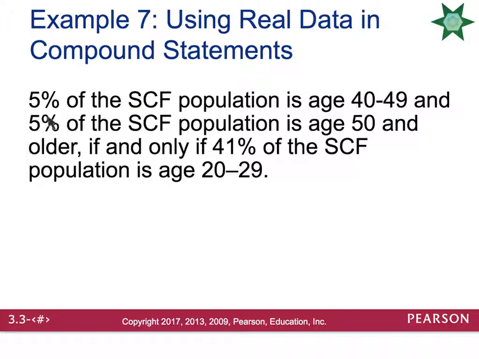Okay, let's look at another statement. 5% of the population is age 40 to 49, and 5% of the population is age 50 and older, comma, that's a grouping symbol, if and only if, biconditional, 41% of the population is 20 to 29. So we're going to make simple statements here, translate to symbolic logic, and look at the truth value there.